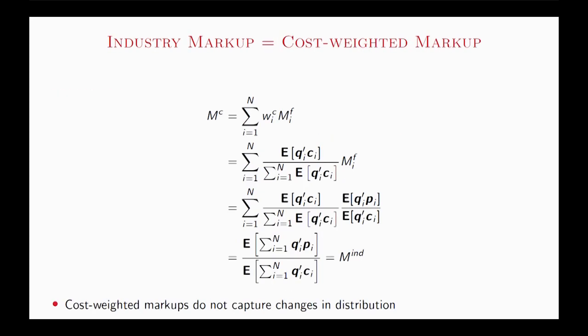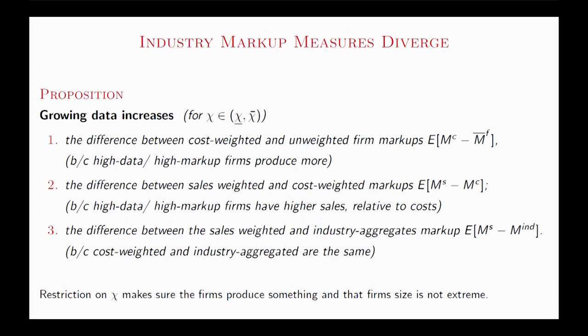The reason is, if you think about this, how did I define the industry markup? I just said sum all the sales and divide it by the sum of all the costs. Now, if I cost weigh, basically I exactly cancel out the cost weight in that summation. And what it says is that in the cost-weighted markup, I don't really care about the distribution. It's only about averages. Okay, that's what this is saying.